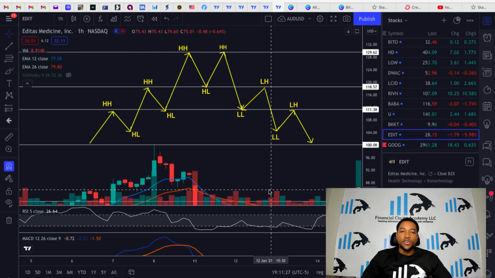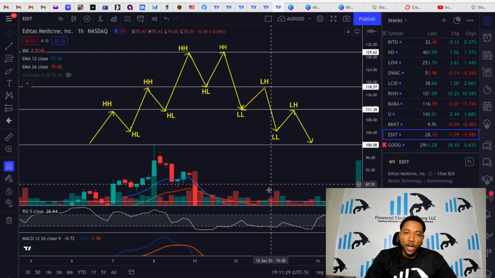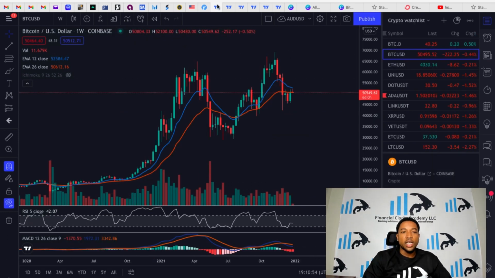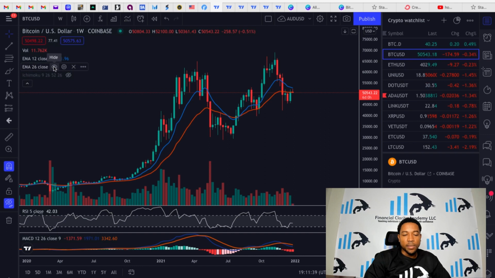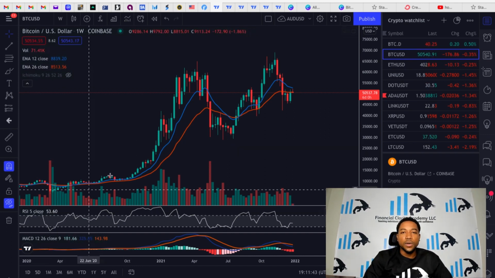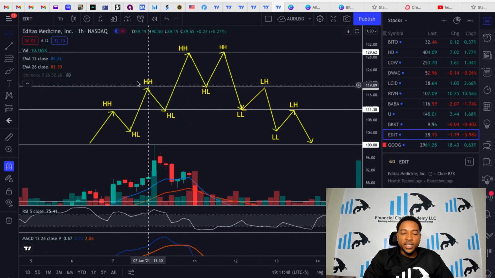Okay, so first of all, the charting platform we'll be using today is tradingview.com, as right up here, and the indicators I have on my chart are the 12 EMA, the 26 EMA, and the RSI. These are the most important indicators. Okay, so let's get into price action.